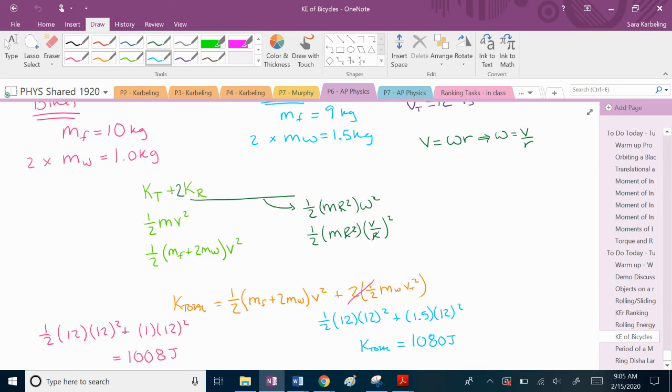Same mass, different distribution, more rotation, and thus more kinetic energy. You can think about that in terms of the work-energy theorem. Think about how much work you have to do to get that second bike moving. We have to put a lot more energy into this bike to get it moving at the same translational speed as the first bike.